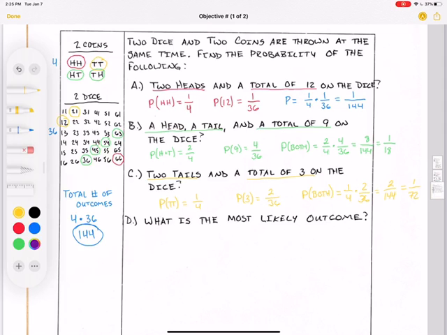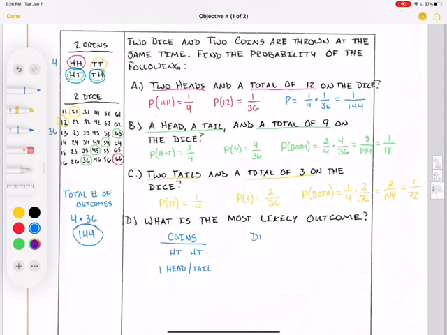Part D. What is the most likely outcome? So, what thing could happen the most for flipping 2 coins and for getting a total on your dice? Well, as far as the coins go, things that happen the most would be getting 1 head and 1 tail. Because that happens more than getting 2 heads or getting 2 tails.